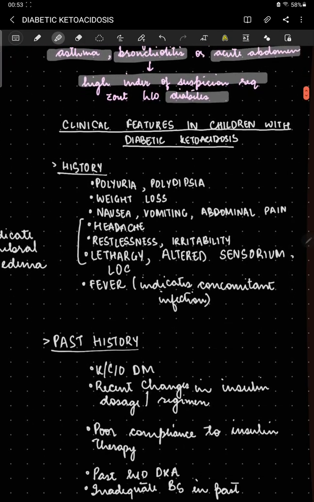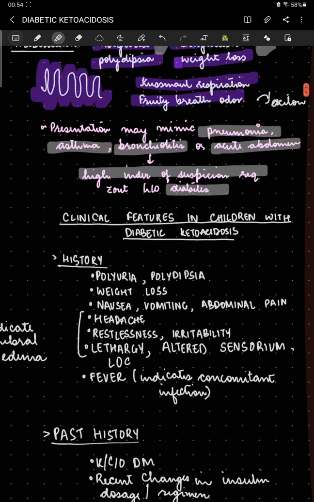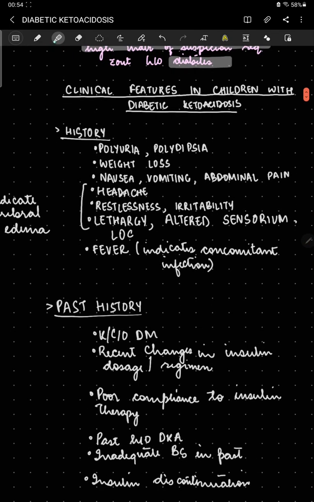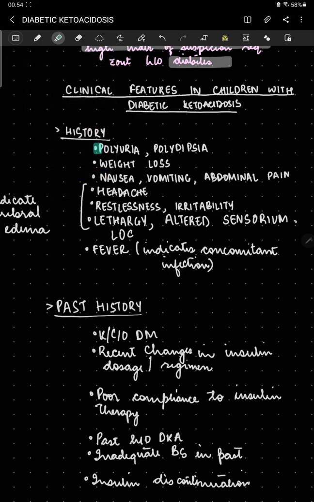Okay, so now when the child presents to us with DKA, history is very important to come to a suspicion that the child might be having diabetes rather than having pneumonia or asthma or bronchiolitis or acute abdomen, right? So typically the child would have a history of polyuria, polydipsia, there would be a history of weight loss, nausea, vomiting, and abdominal pain.